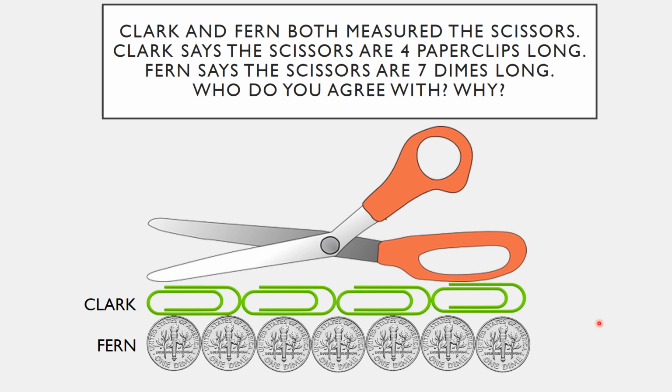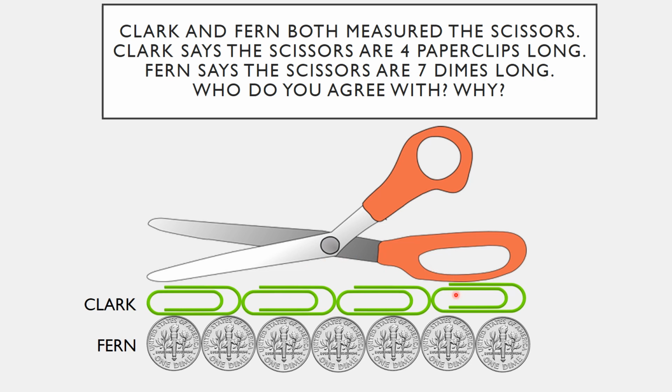So far, I can see the 4 paper clips that Clark used to measure. 1, 2, 3, 4. I can see that he starts at a starting point and he ends at the ending point. Each paper clip is the same size. There is no overlapping and no gaps. So this must be 4 paper clips long.